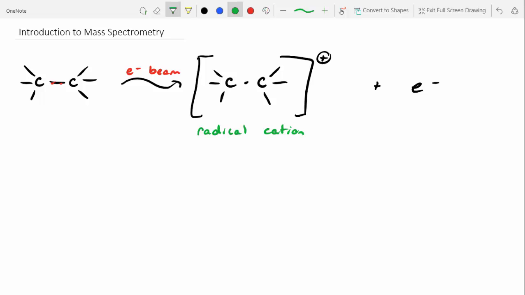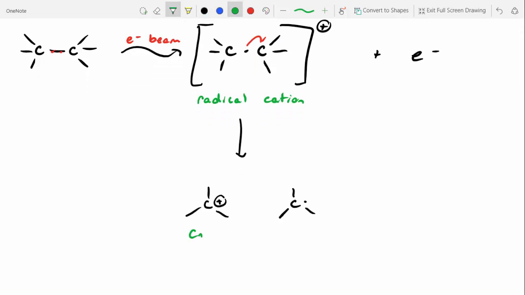If you remember back to, I think it was chapter 11, radicals are any organic molecule with an unpaired electron. Because we knocked out one of those electrons, this is both a radical and a cation. These are highly, highly unstable. What ends up happening is that they will fragment further inside the mass spec. So we can have this electron just hop over to one side of our radical cation. Now when we do this, we end up with a cation on one side and then a radical on the other side. So let's label these. We've got a cation. We've got a radical.